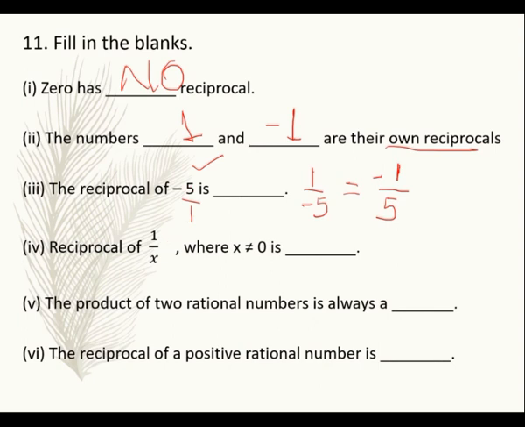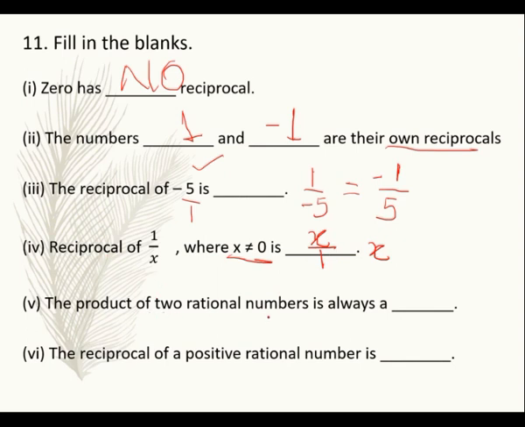Now, question number 4. Reciprocal of 1 by x, considering x is not equal to 0. For the reciprocal, make the denominator the numerator and the numerator 1 the denominator, that is x upon 1, which equals x. That is the reciprocal of 1 by x.